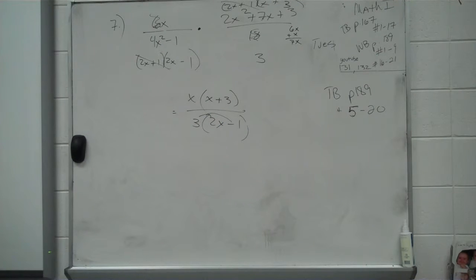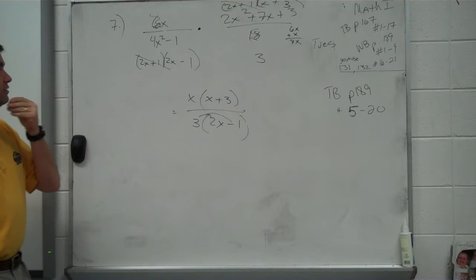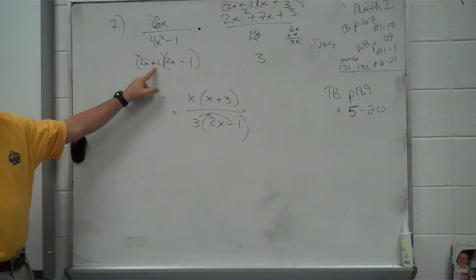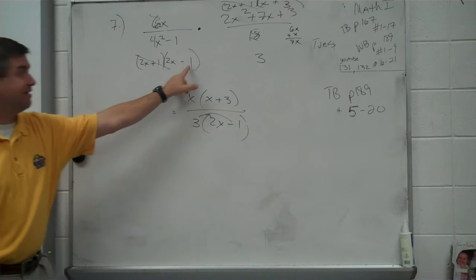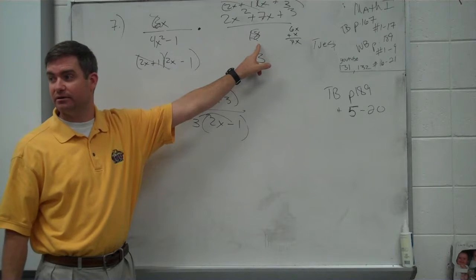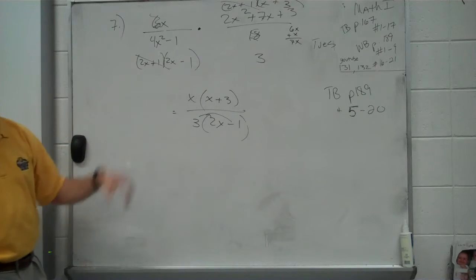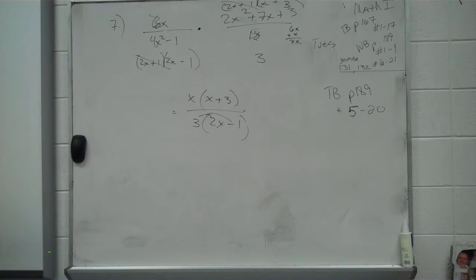Questions on number 7? Yep. If we're doing EV, it would be plus or minus 1, right? If we were doing excluded values, you would have negative 1/2, positive 1/2, and then there wouldn't be anything there. So you would have those 2 values and that's it. But they're not going to ask you that on this.